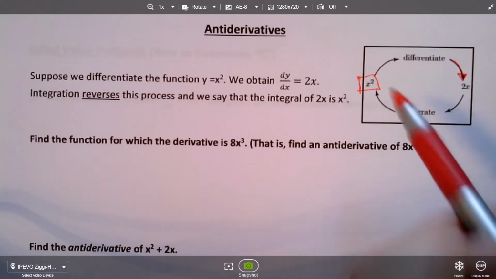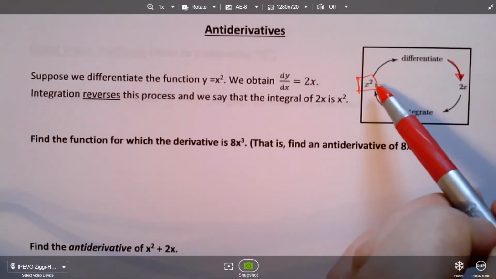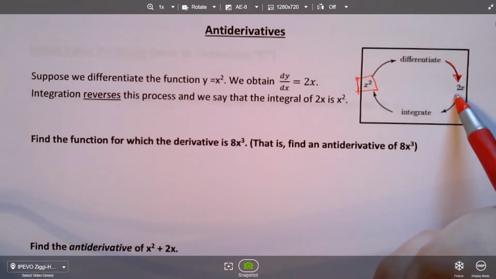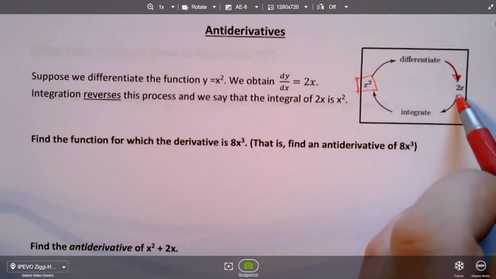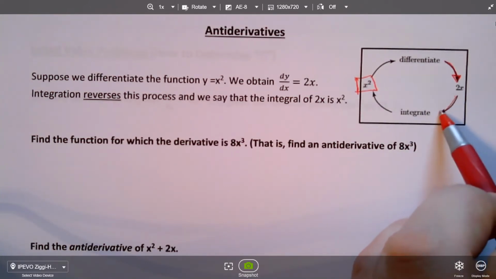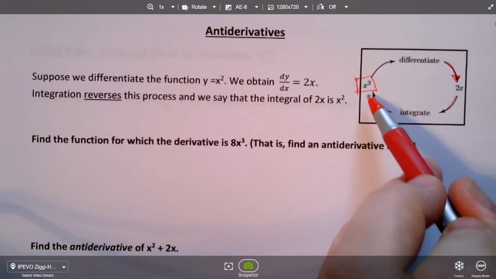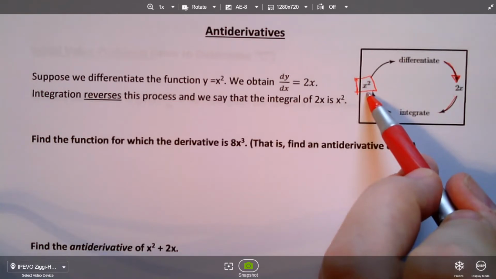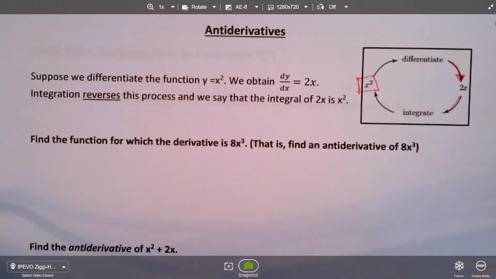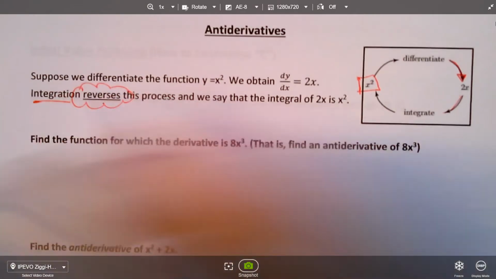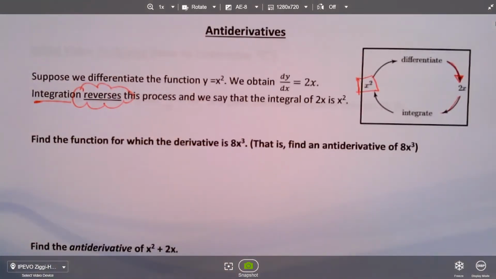So, if you start with x squared, for example, and you differentiate it, you get 2x. So we know that from our previous studies of derivatives. The idea of integration and why it's called the antiderivative is because when you then try to take 2x and integrate it, what we find is that we get x squared back. Okay? So the reason that we call integration, sometimes we call some of our integrals antiderivatives, is because integration reverses the process of differentiation. Okay.